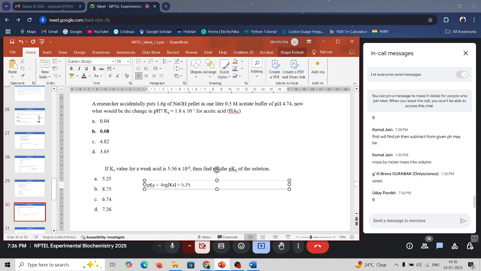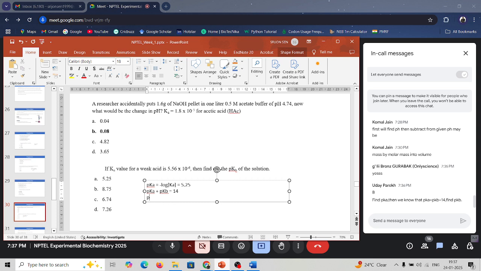Okay, then what is pKb? How will you get pKb? So it's similar. pKa plus pKb is equal to 14, right? So then you subtract it, it's easy.